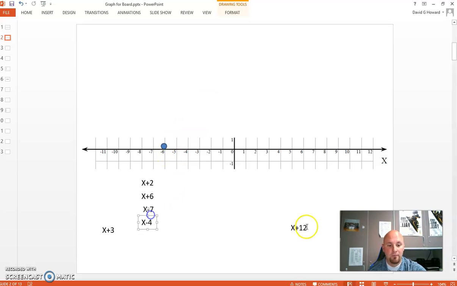We'll do one more. We'll do this big one here. x plus 12. Let's say I start here at -6. I've got to move right 12. -6 plus 12. 1, 2, 3, 4, 5, 6, 7, 8, 9, 10, 11, 12. So x plus 12, I move right 12. I ended up at 6. So remember, positives to the right, negatives to the left.